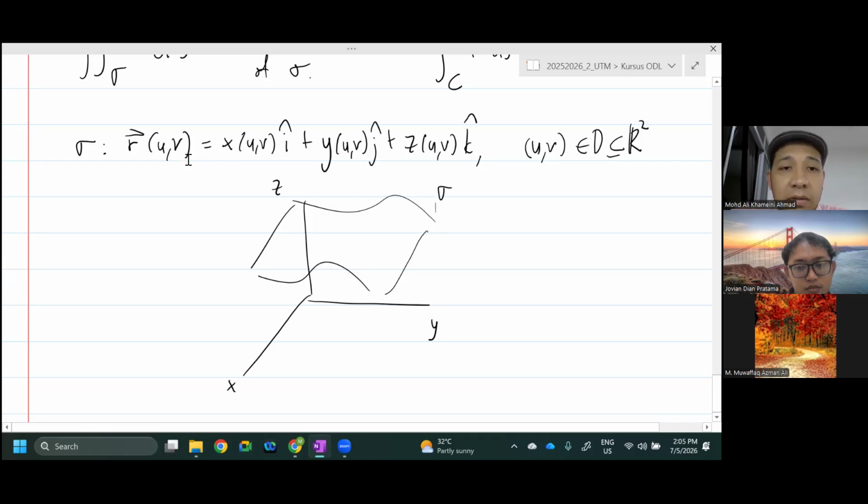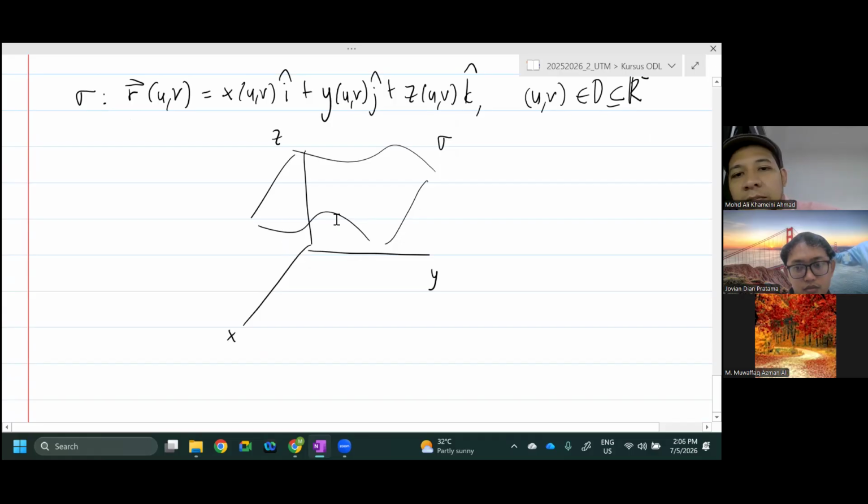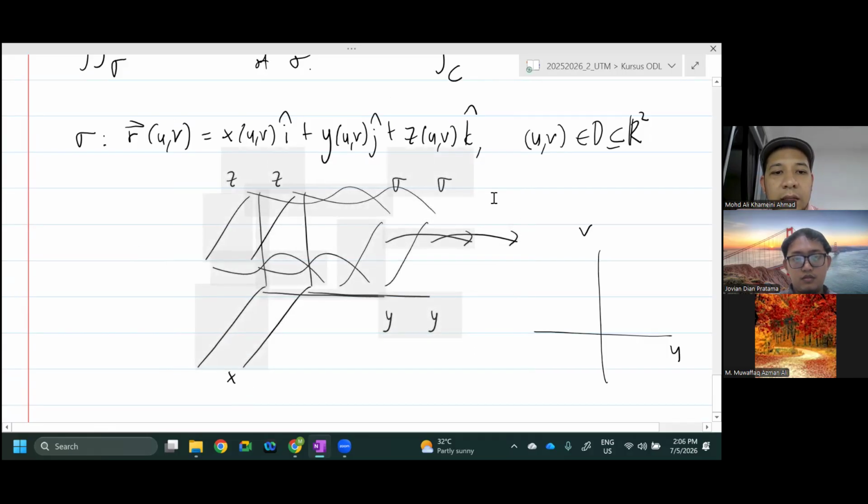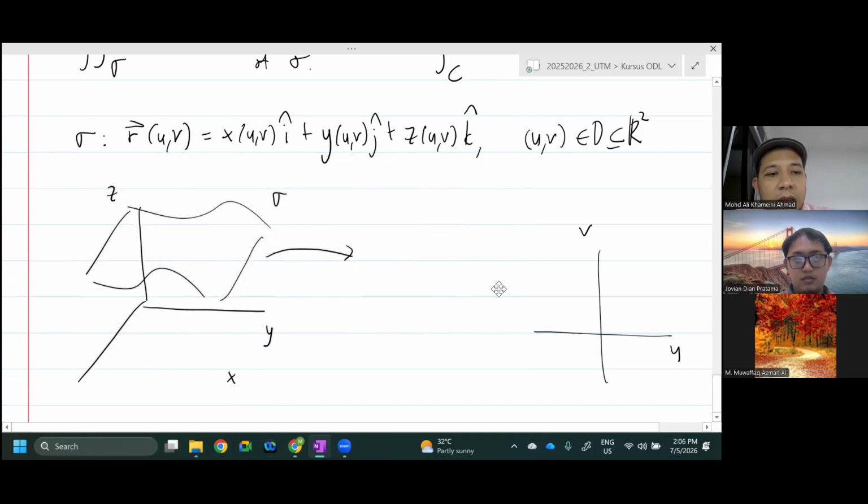And then you see that you can go to the parametric world of variables u and v. So if I want to make it planar here, in the UV plane, I have the UV plane there.